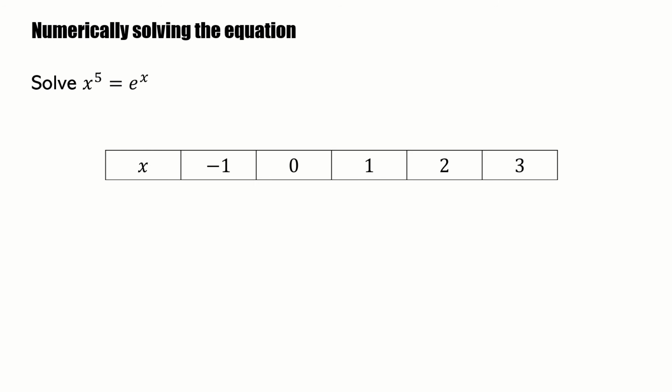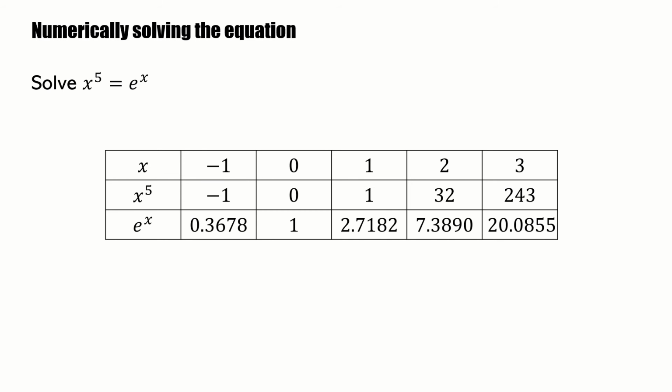So for instance, we could plug the x values -1 all the way through to 3 into our equation, both sides of it. And if we do that, these are the values you'll get. You'll notice that for x equals -1, 0 and 1, the values of e to the power of x are bigger than the values of x to the power of 5, which means if you're looking at the graph, the y values of e to the x are above the y values of x to the power of 5.